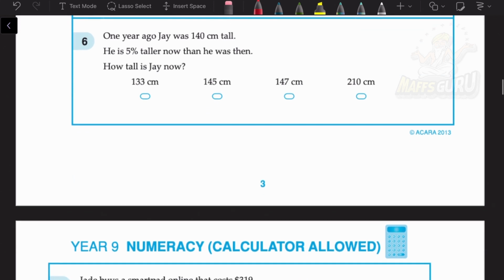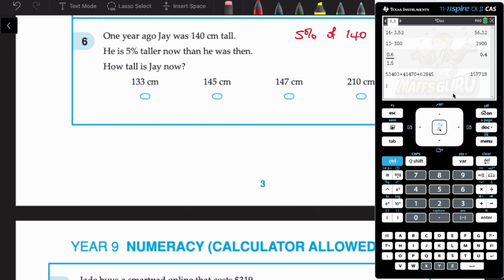Question 5. 1 year ago, Jay was 140 centimeters tall. He is 5% taller now than he was then. How tall is Jay now? I'm going to find 5% of 140 centimeters. So let's fire up my CAS on my calculator. 5 divided by 100, I'm going to times that by 140, so he's 7 centimeters taller. It says how tall is he now, so I have to do 140 plus the 7 to give me 147 centimeters.